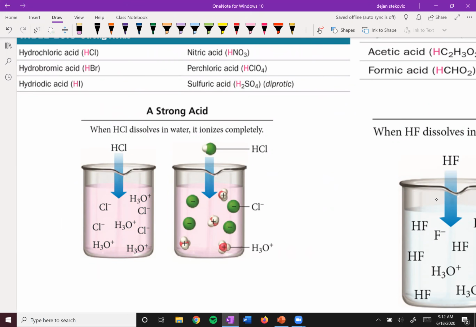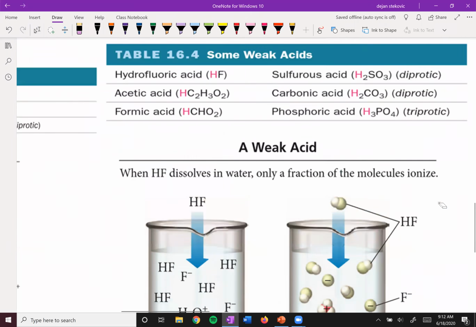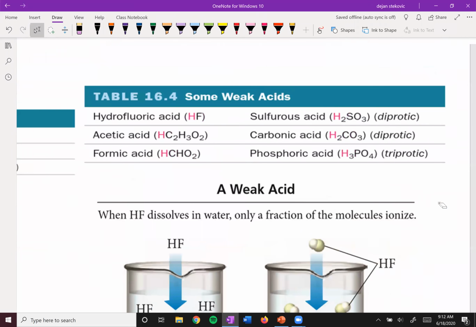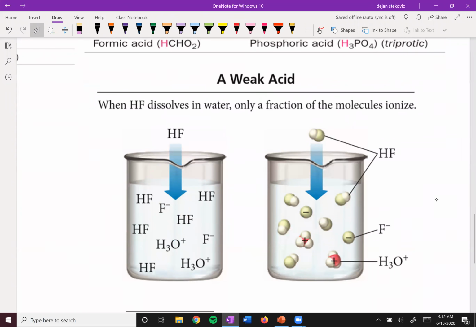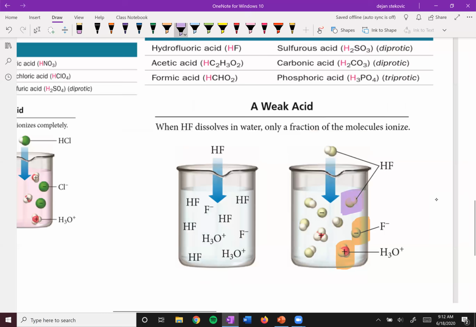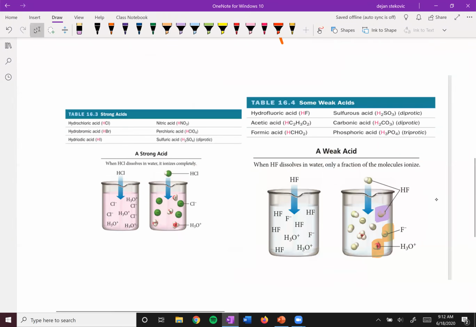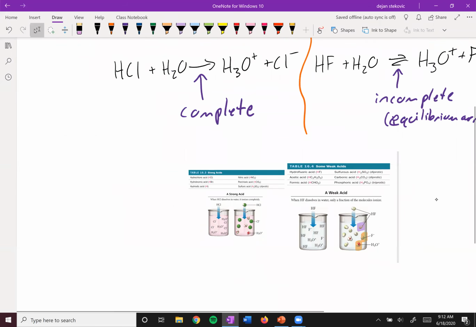There's complete ionization. Whereas over here, we have some weak acids: hydrofluoric acid, acetic acid, and all kinds of other stuff. We put some HF in here. Some of this stuff ionizes, so you have some F- and H3O+, but some of it does not. Some of it remains as HF. So you really want to understand the difference between strong and weak.